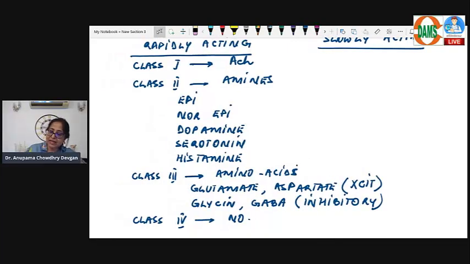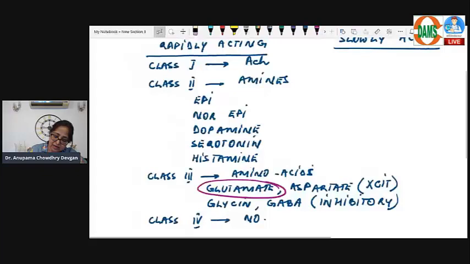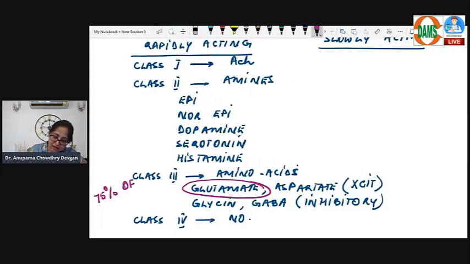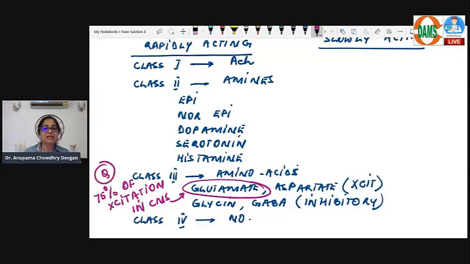Now, there was a question which was asked: which is the most important excitatory neurotransmitter in the CNS? And that is glutamate. 75% of the excitatory effects in the CNS are due to glutamate. So glutamate, aspartate, glycine, and GABA. Glycine and GABA are always inhibitory. Glutamate and aspartate are excitatory. This was a neat question which was asked.